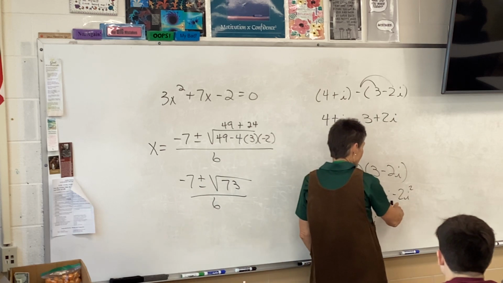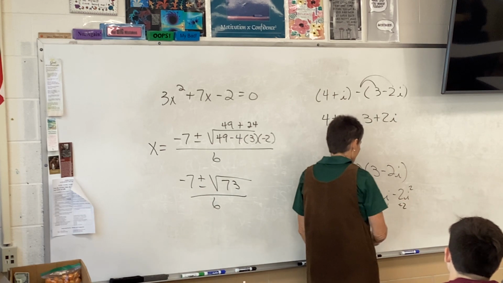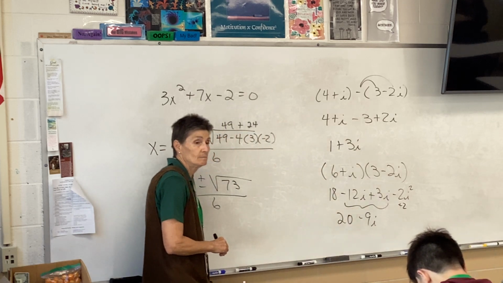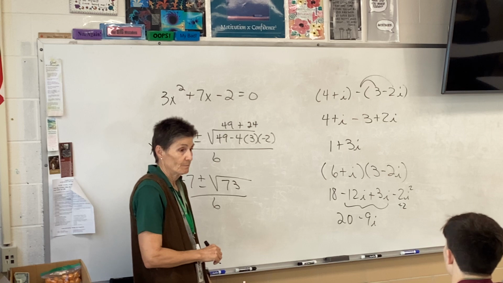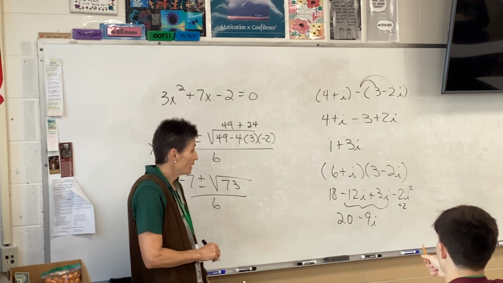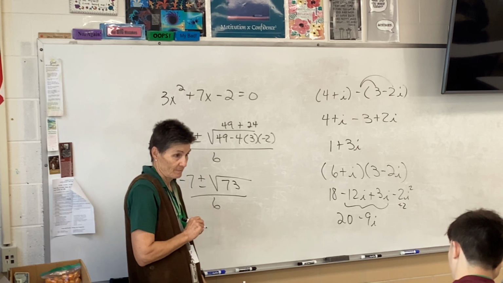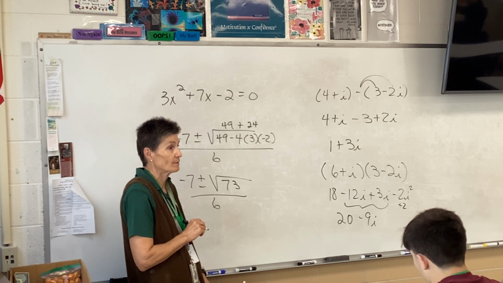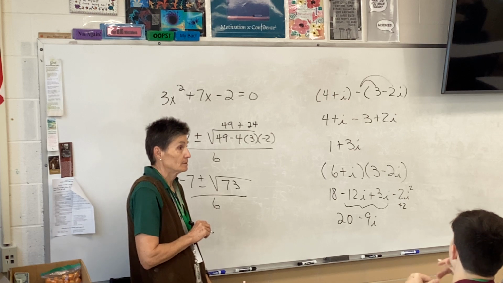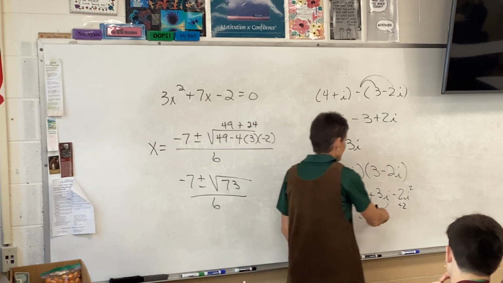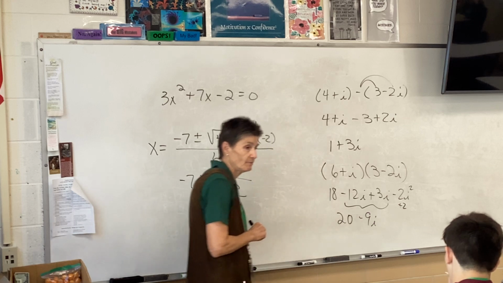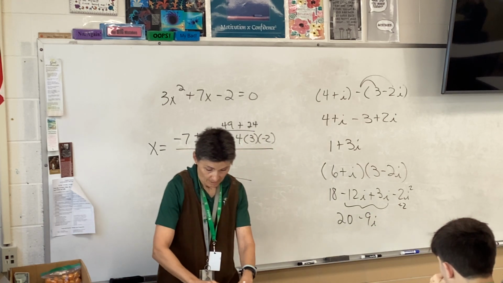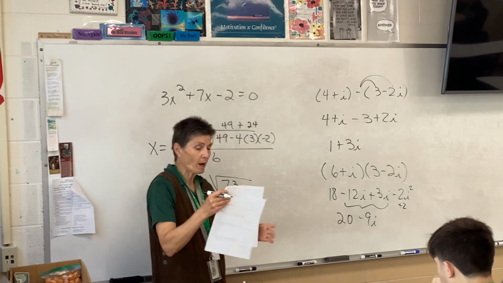And what about this guy? That's actually a positive 2, which means I'm gonna have a 20. Why don't you bring the i squared? I squared is negative 1. There is no such thing as i squared in your answer. Every time you see an i squared, it is negative 1. So this is negative 2 times negative 1, which is positive 2.